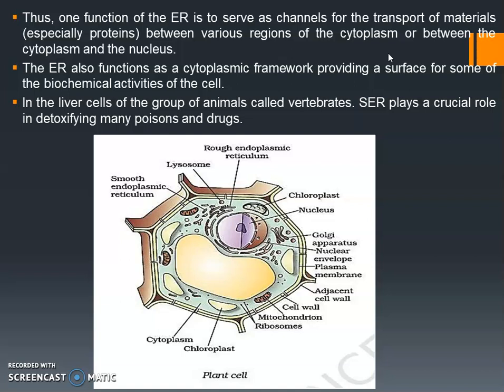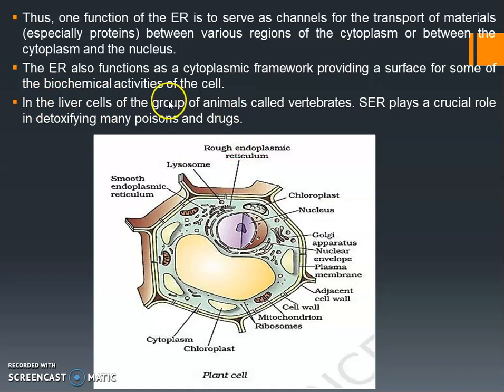Okay, and the endoplasmic reticulum also functions as a cytoplasmic framework, providing a surface for some of the biochemical activities of the cell. So the endoplasmic reticulum does not only help in production, it is also functioning as a cytoplasmic framework. It provides a surface for some of the biochemical activities of the cell. So it helps in many chemical reactions in the cell, acting as a cytoplasmic framework and providing a surface to carry out many of the biochemical activities of the cell.